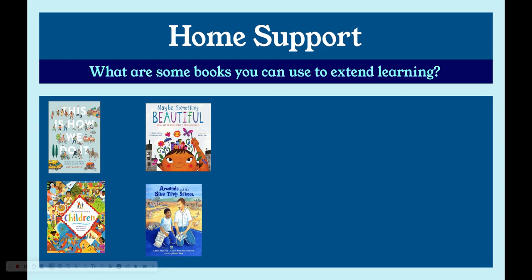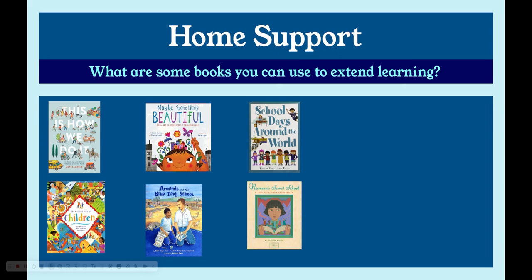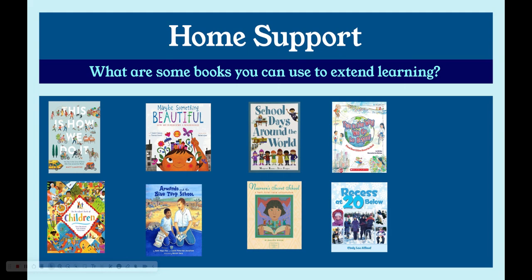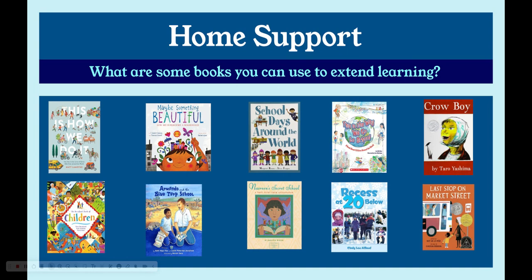Armando and the Blue Tarp School by Edith Hope Fine and Judith Pinkerton Josephson. School Days Around the World by Margriet Ruurs. Nasreen's Secret School, a true story from Afghanistan by Jeanette Winter. This is the Way We Go to School, a book about children around the world by Edith Baer. Recess at 20 Below by Cindy Aillaud. Crow Boy by Taro Yashima. Last Stop on Market Street by Matt de la Peña.